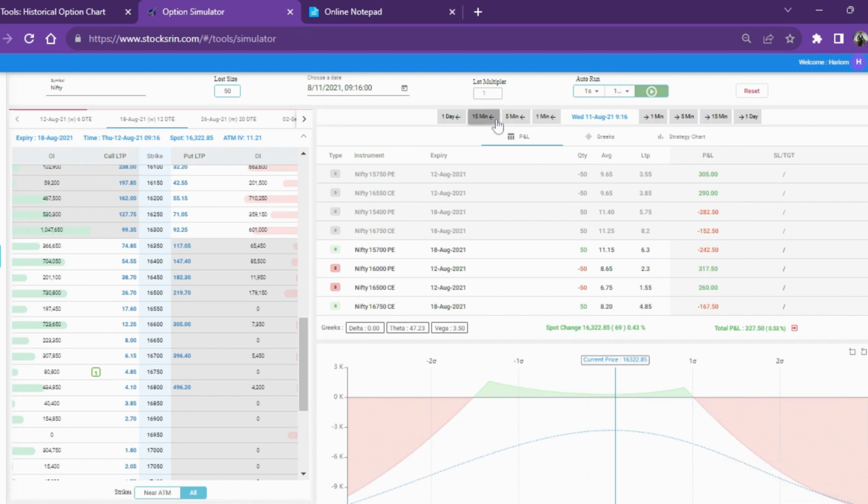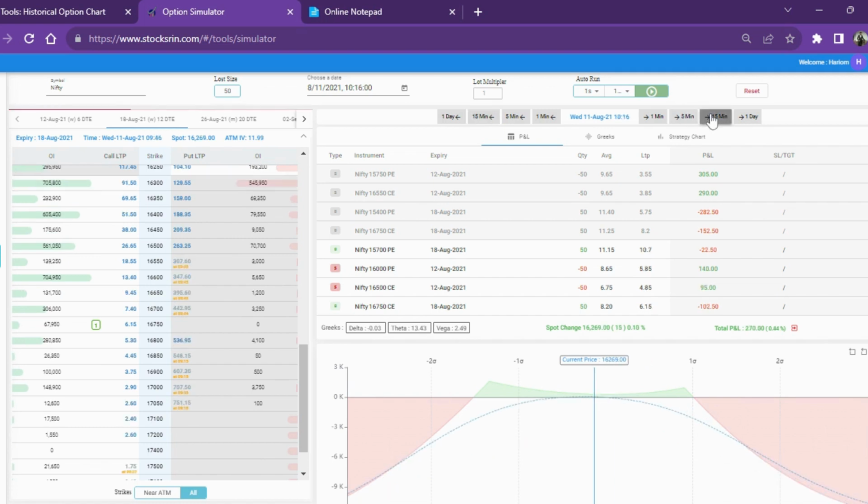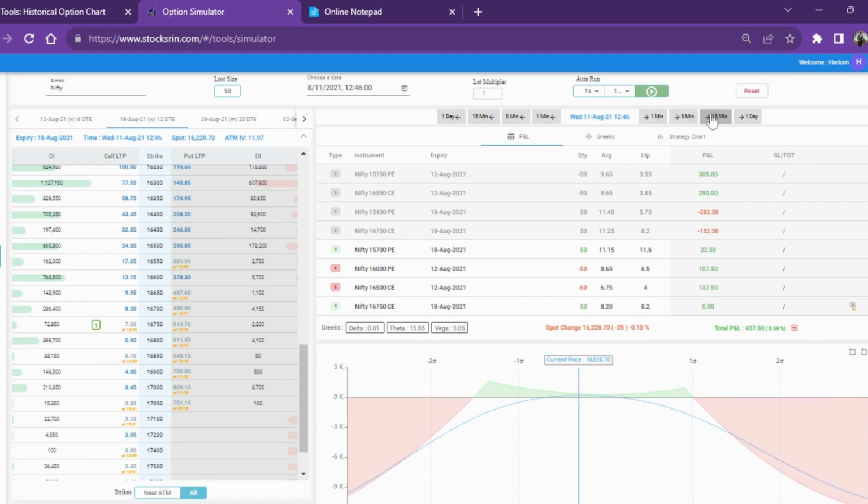So let's back up by... Okay, there seems to be an issue. This is a new website that I'm trying, so it's just taking me a little while to understand the website as well, while I'm backtesting it. Okay, so let me go back by 15 minutes.